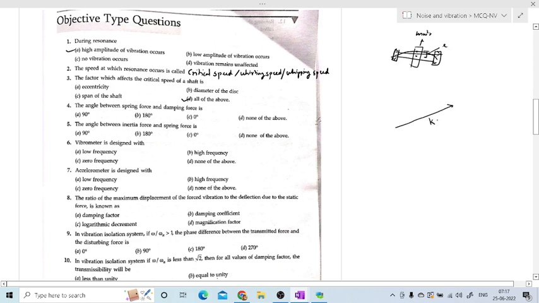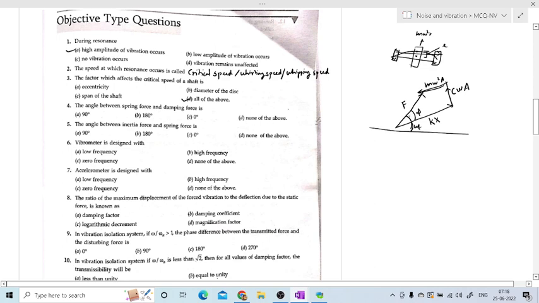This is the kx, you can say kX or kA, c omega A, this is m omega square A, and this is the force applied. So this is the graph, and with the horizontal, if I consider this angle, then this total angle is omega t, and this angle is phi.